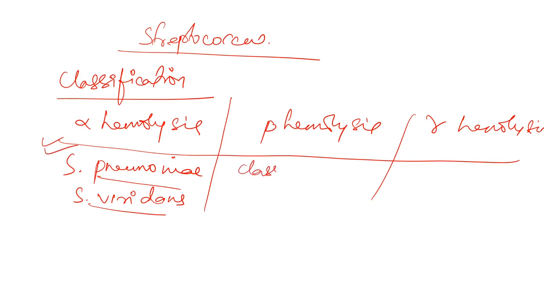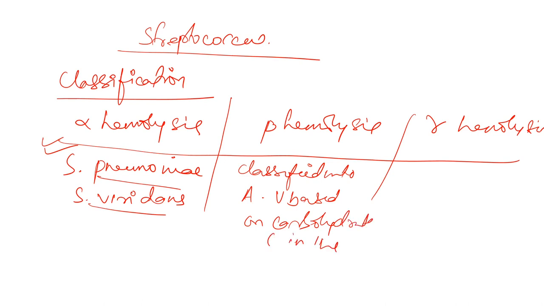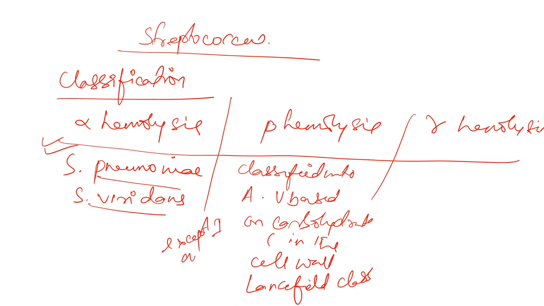Beta hemolytic Streptococci are classified into A to V, except I and J, based on the carbohydrate C antigen in the cell wall. This is known as the Lancefield classification. Based on carbohydrate antigen in the cell wall, the beta hemolytic Streptococci are divided into 20 serogroups, group A to V except I and J. This is the Lancefield classification.